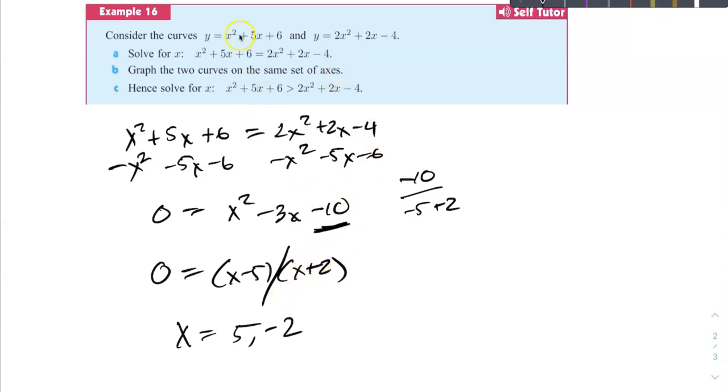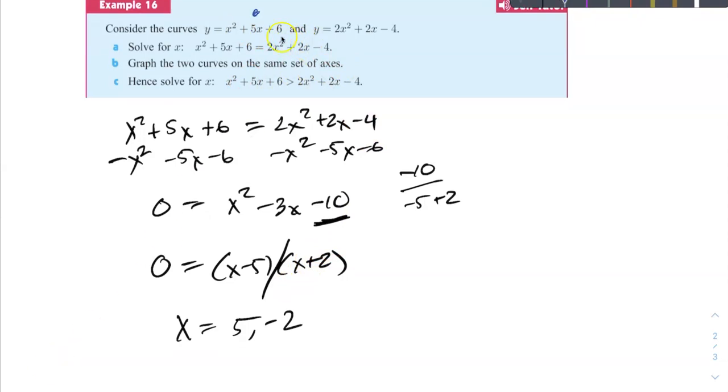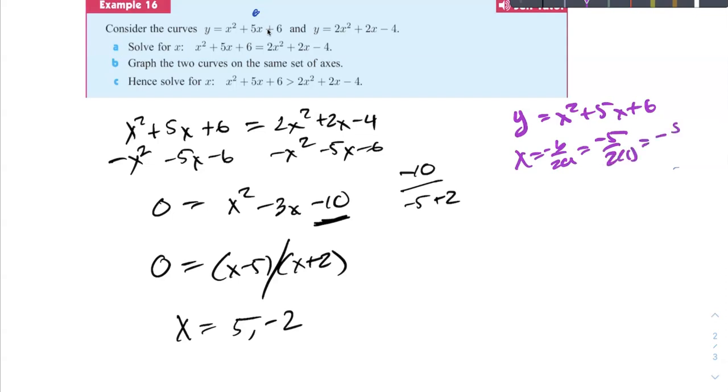Next, I want us to graph these two curves on a set of axes. Now we just need to sketch these. So I guess we'll find the y-intercept and the axis of symmetry for each. Let's do y equals x squared plus 5x plus 6. x equals negative b over 2a, which in this case would be negative 5 over 2 times 1, which is negative 5 halves. I don't know why they made it ugly. Let's find the y of the vertex.